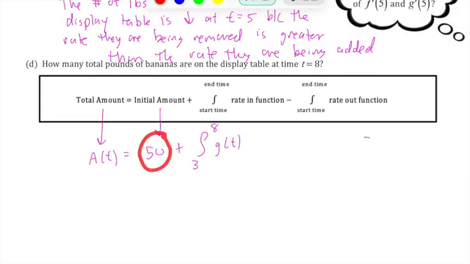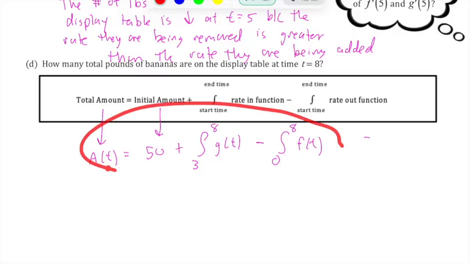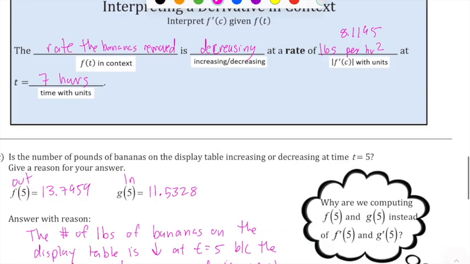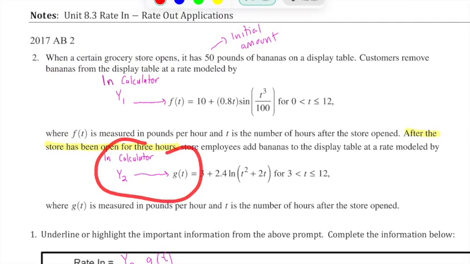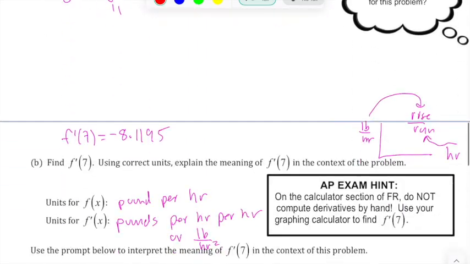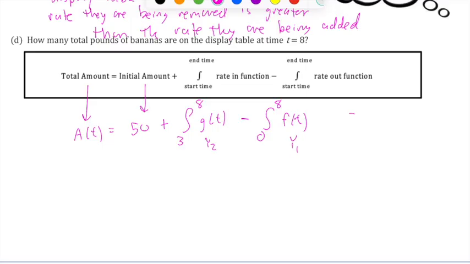So what we have now is our 50 pounds of bananas plus what was added from 3 hours to 8 hours. And then we need to subtract the rate out function, which was f of t. This started from the very beginning, from 0 to 8, because it was right when the store opened to time equals 8. We're going to do this in our calculator, not by hand. If you recall, g of t was our y2 in our calculator, and f of t was our y1. Just so we have a reminder when we go to our calculator.